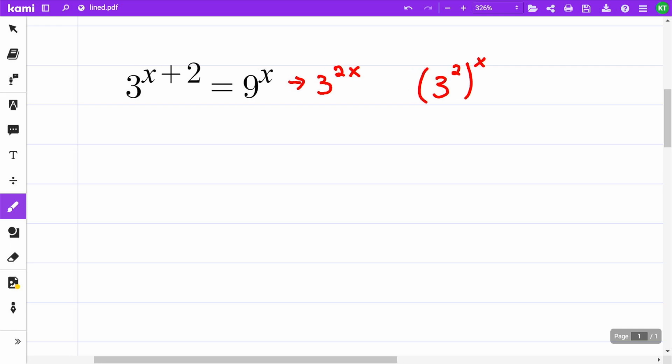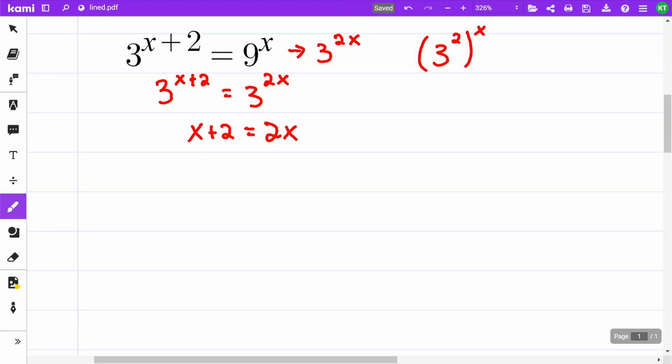So now I will have 3 to the power of x plus 2 is equal to 3 to the power of 2x. So I can set my exponents equal. x plus 2 equals 2x. And then to solve for x, I'm just going to get all my x's on one side, subtract x from both sides to get 2 is equal to x.